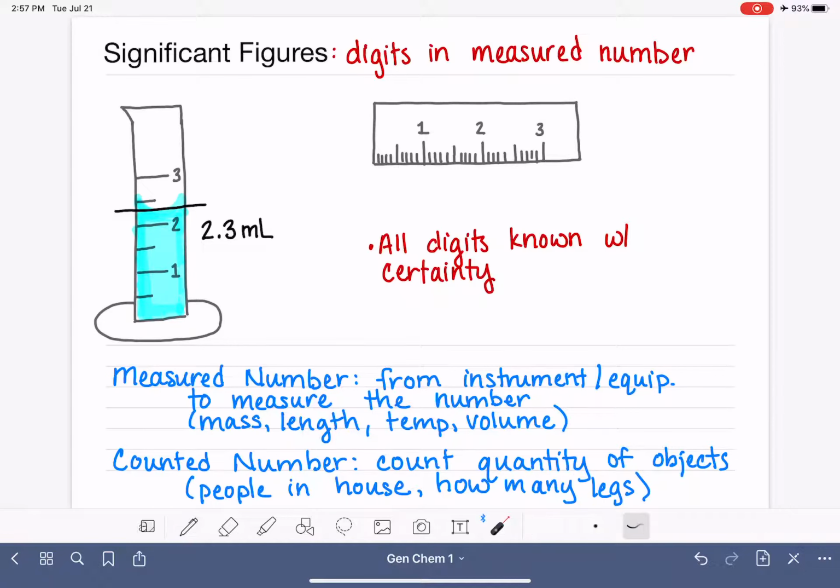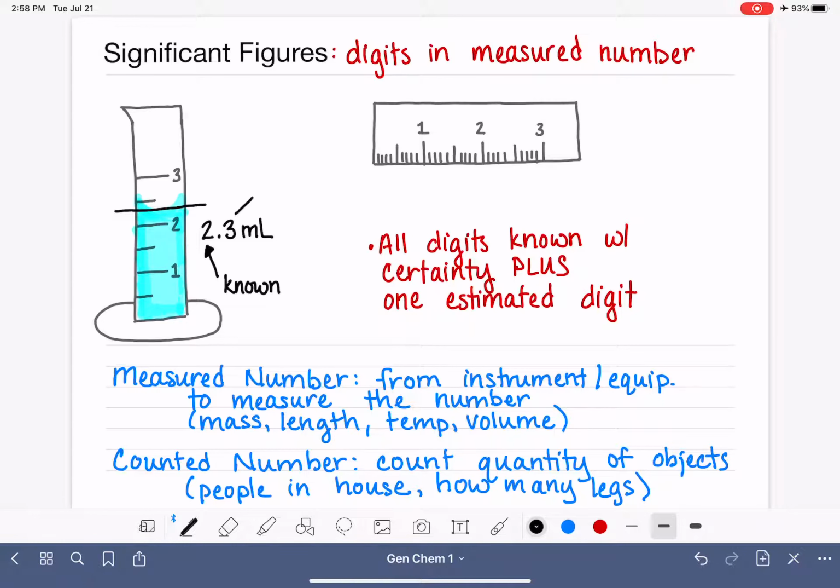That last digit, the 0.3, is not something that I know with certainty, but rather something that I estimated. And that estimation is an important part of a significant figure. So the significant figures are all of the digits that we know with certainty plus one estimated digit. In the case of my 2.3 milliliter, I know the 2 with certainty, and I estimated the 0.3 part.